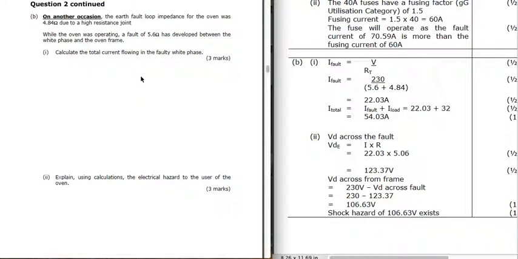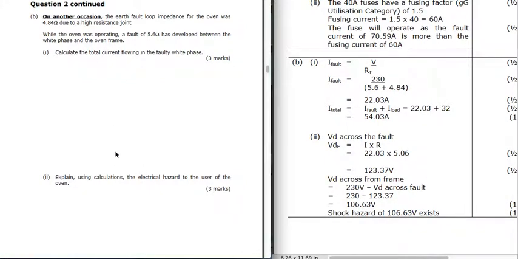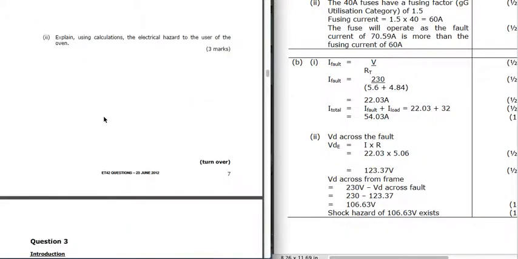Total current, again it's going to be the fault current plus the normal load current. So there's our new fault impedance. 230 divided by that gives us just over 22 amps. 22 plus that 32 only gives us 54 amps. Will that blow the fuse? No, because we said it needs 60 amps. So the total current flowing is going to be 54.03.